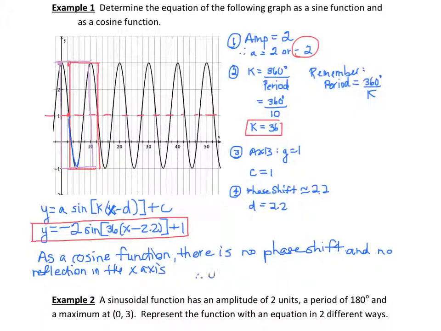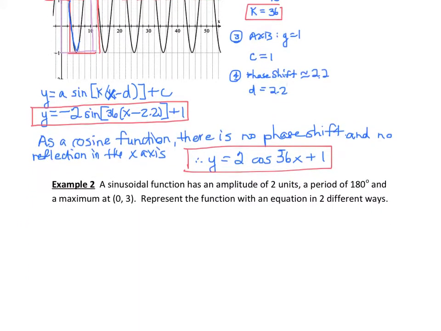Okay, so as a cosine function, we'll write y equals 2 cos 36x plus 1. And we don't really need the brackets in this one because there's no phase shift. Okay, so now we have our two equations, as a sine curve and as a cosine curve.